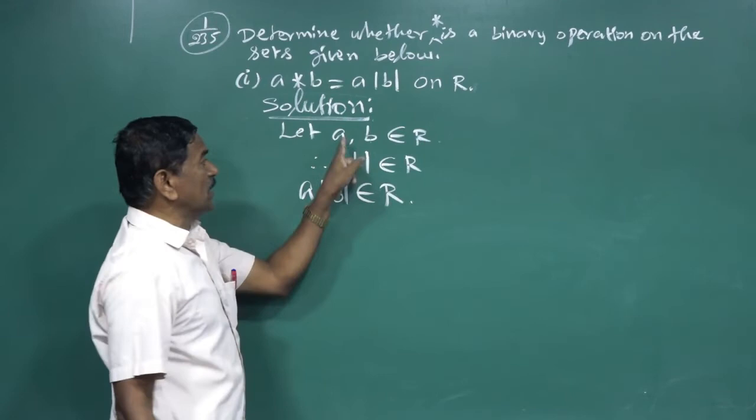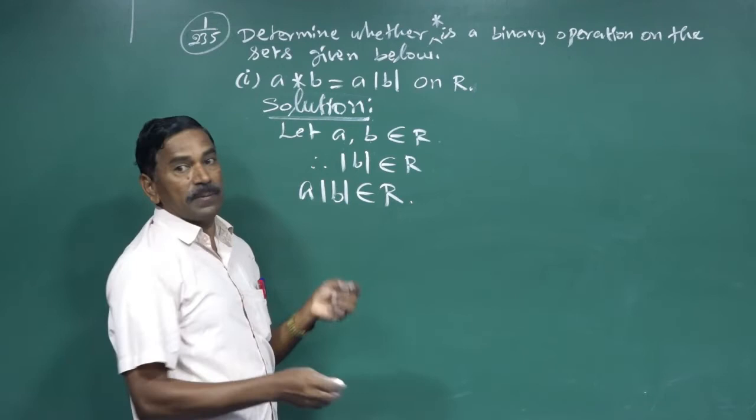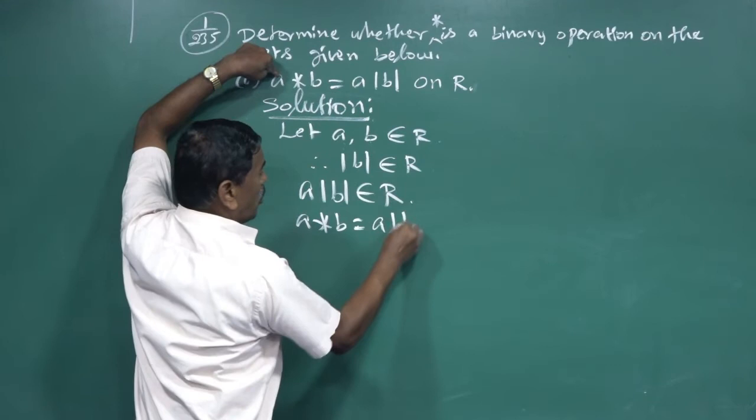First, a, b belong to R. Then if b belongs to R, then modulus b also belongs to R. Then the product a into modulus b also belongs to R. Therefore, a star b is equal to a into modulus b, which belongs to R.